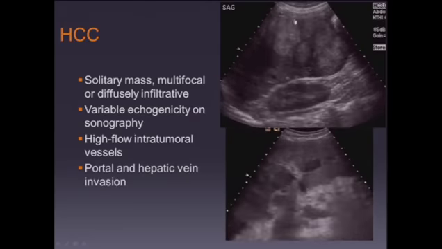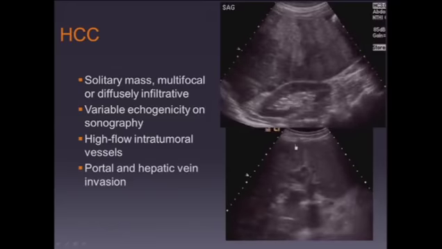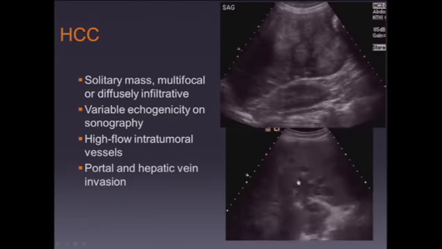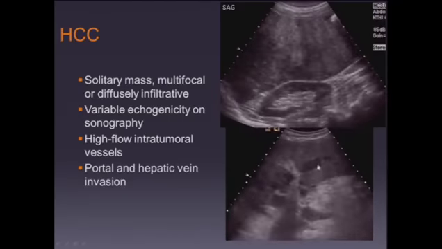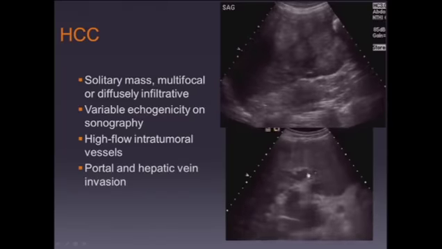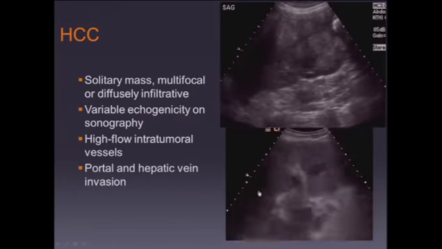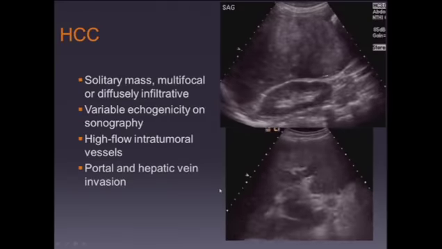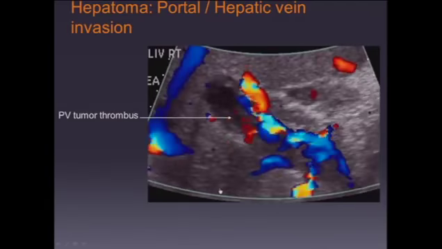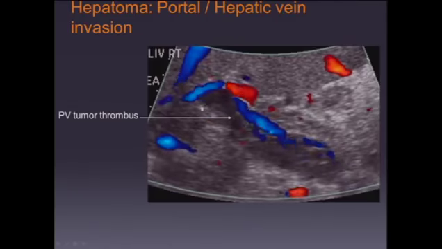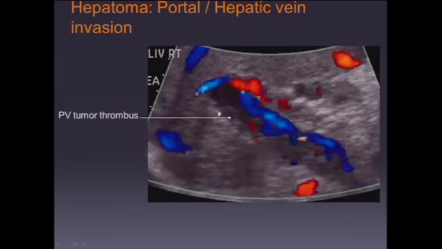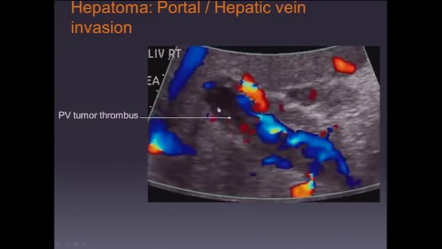So this is a patient with a large HCC within the liver, and the portal vein here is full of echogenic material, which can be seen on this grayscale image, which is invasion of the portal vein by the tumor. This material within the portal vein is actually made up of living tumor.